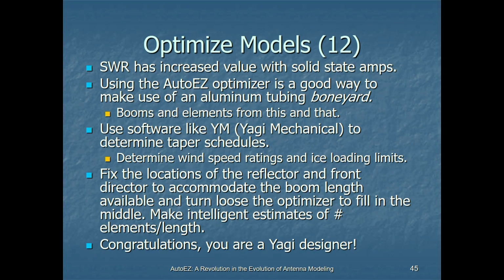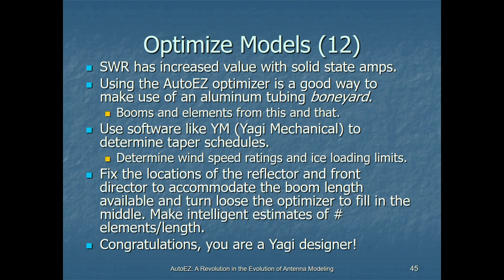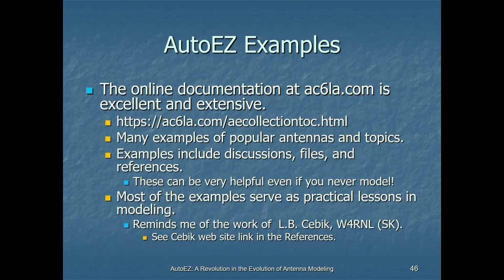I'll say one more thing here. I guess we're about 350 here. A lot of people I know have what I would call an aluminum tubing boneyard. Parts from all their antennas they've got, or estates of other hams. If you've got some booms and elements, you can literally whip up good Yagis for any band you want with AutoEZ. Use something like Yagi Mechanical to get the strength right, the wind rating you need for your area, and go in there and build Yagis. It's a little bit more than that, but it's really not that bad.